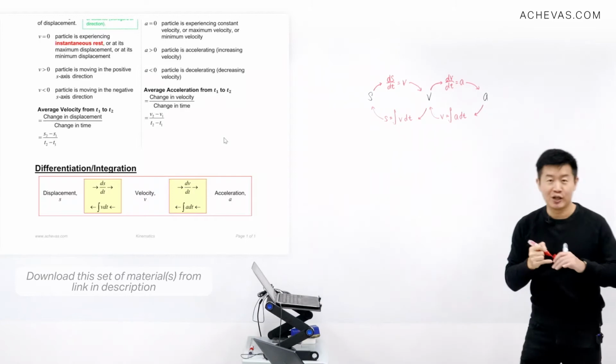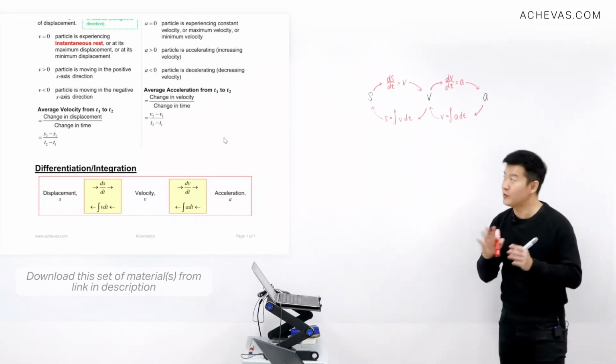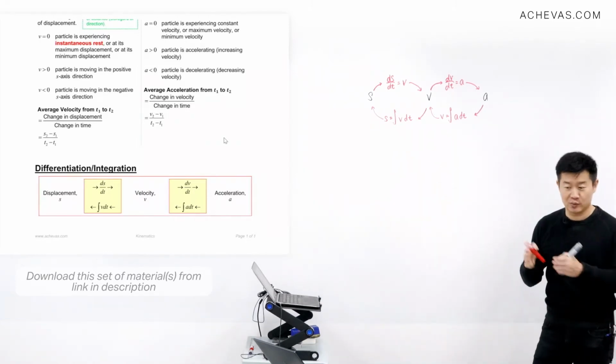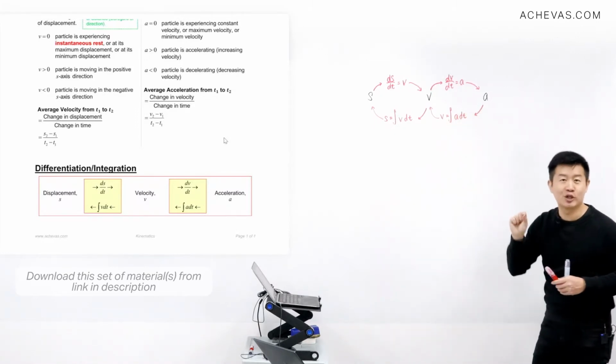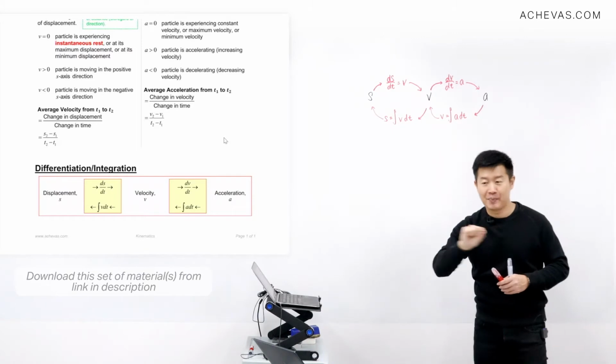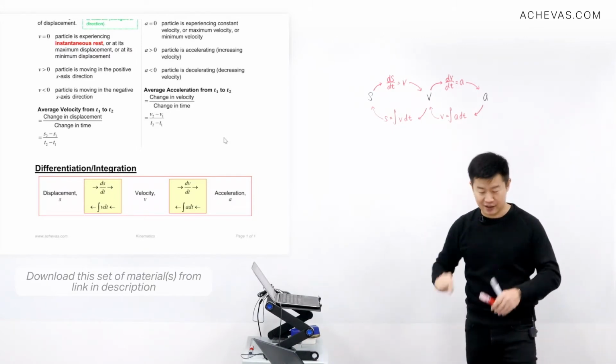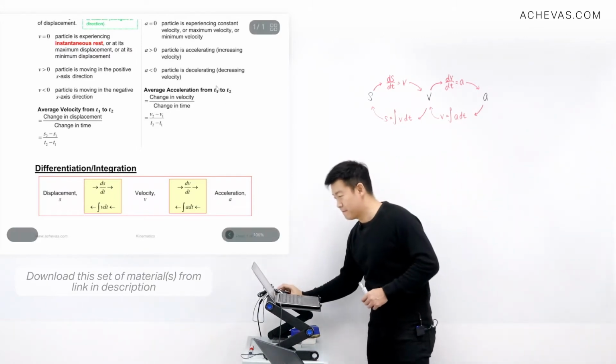Okay, let's take a look at two questions. This will give us a very good idea how we can apply calculus, which is differentiation and integration, to kinematics, to a particle that is in motion, specifically a particle that is moving along a straight line. Let's take a look at the questions.